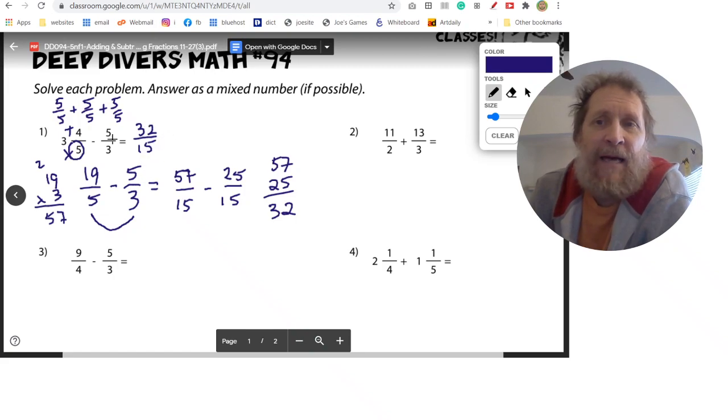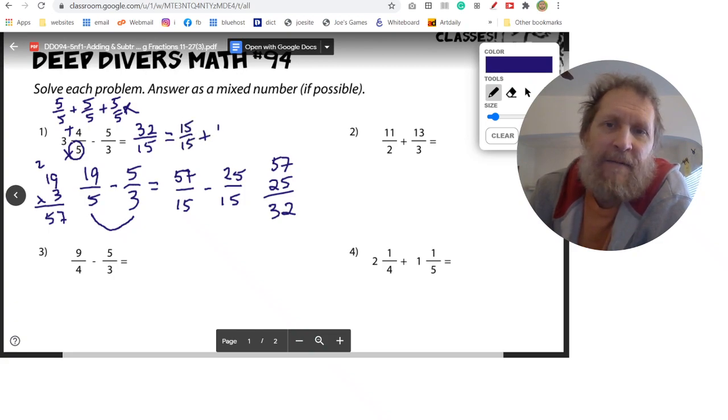Now, then I do this step right here, but in reverse. I think, oh, wait, 32 fifteenths, that's the same as 15 fifteenths plus 15 fifteenths plus 2 fifteenths, right? 15 plus 15 plus 2, that's 32. So that just means 2 and 2 fifteenths. Those are the ways that I'm going to be working with the fractions.